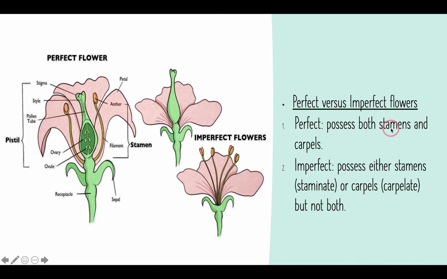Meanwhile, we also have the terms perfect versus imperfect flowers. Flowers that have both the stamens and the carpels are called bisexual flowers, while unisexual flowers are those with either a stamen only or a carpel only. Now, if both male and female flowers can be found on one plant, that plant is called a perfect flower, or another term is a monoecious flower. But if the male and female parts of a flower are found on separate plants, the plant is called an imperfect flower or a dioecious flower.